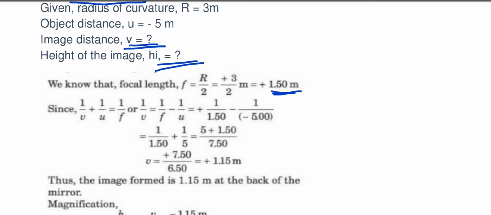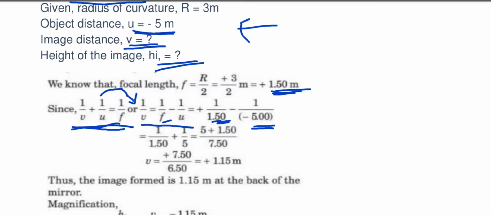So formula for mirror is 1 by f is equal to 1 by v plus 1 by u. So we will take it for v. So taking this 1 by u the other side, so 1 by v will be equal to 1 by f minus 1 by u. So substituting the values, we have got focal length as 1.5. So 1.5 minus 1 by minus 5. Why we have to take minus 5? Because object is placed always left side the mirror. So we will take it as minus.